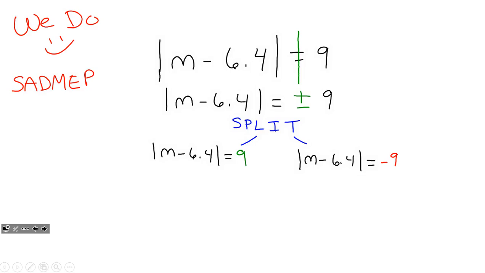Okay? All right, so from here, now we just draw our walls and we solve these individually. You can basically ignore the absolute value symbols at this point and just solve. We're going to go ahead and use the SADMEP. So do I see subtraction? Yes, I absolutely see subtraction. And what's being subtracted? Correct, that 6.4 is being subtracted. The opposite of subtraction is addition. Yes, and what you do to one side, you absolutely must do to the other.